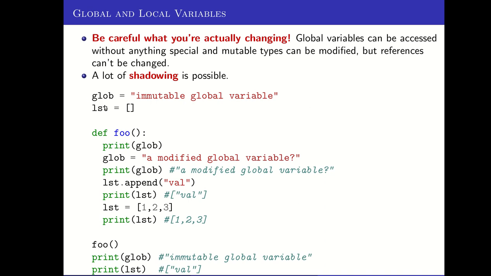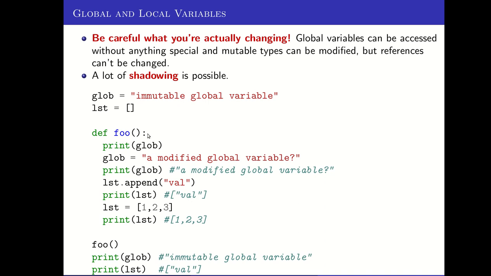Glob is a string, which is immutable. So it shouldn't be able to be changed in any way as a global variable. And that's often what we would expect for an immutable thing like that. The list here is a list which is mutable, and so I'm going to be able to modify it globally or within my function.